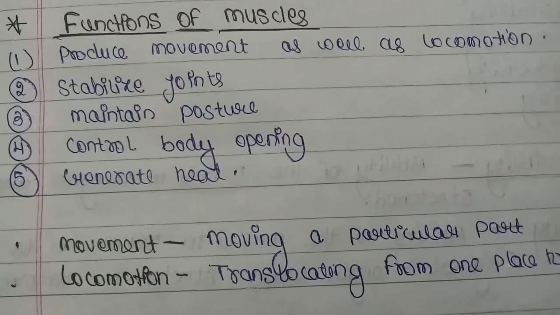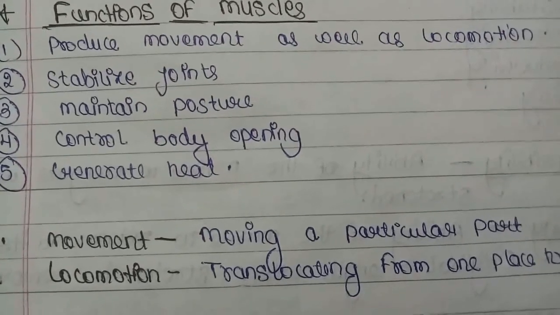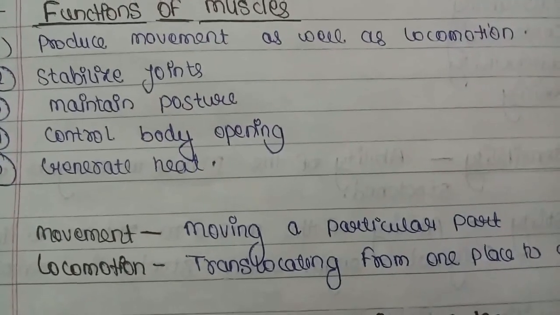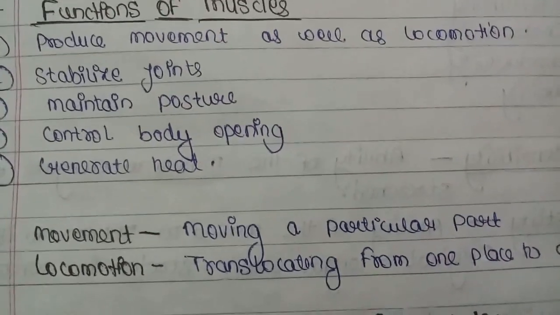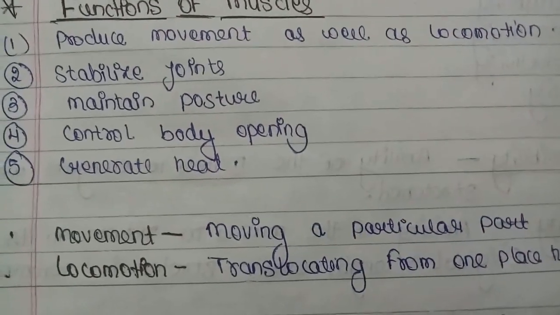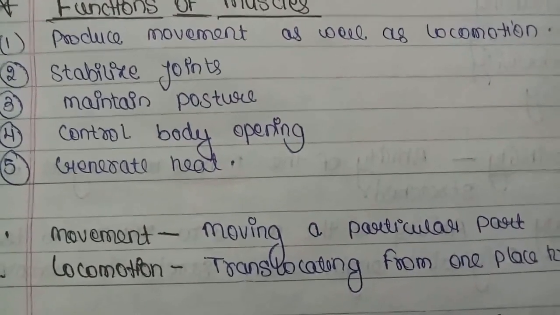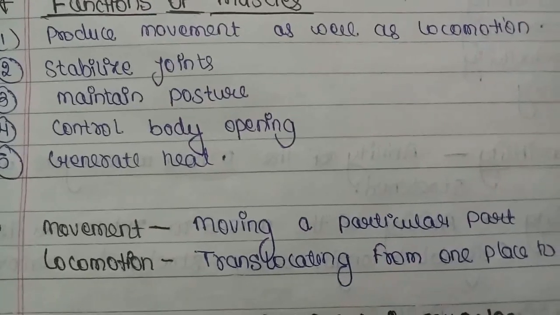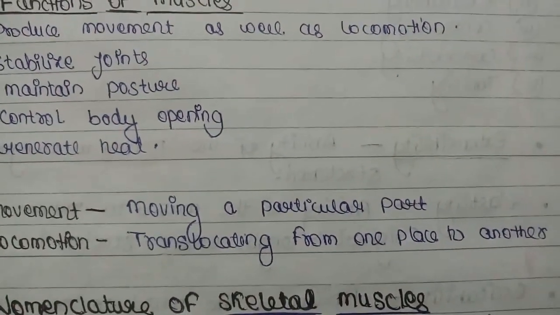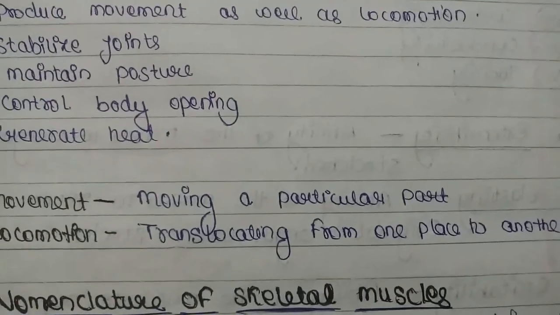So, what do the words movement and locomotion actually mean here? Movement is moving a particular part, for example movement of the hand, eye blinking, any gesture, etc. But locomotion means something different. Locomotion is translocating from one place to another.